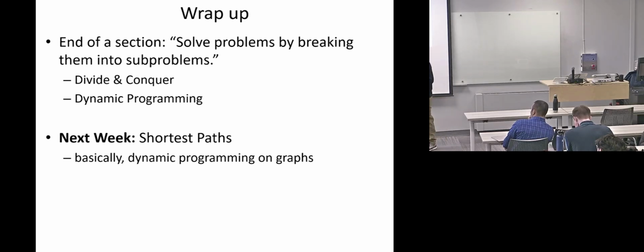And next week, we're going to look at shortest path, which is still dynamic programming actually, but it's dynamic programming on graphs. Today we saw dynamic programming on a tree, which is a special class of graph. Next week, it's any graph, and you're going to see how to solve shortest path. Okay, that's it for today.